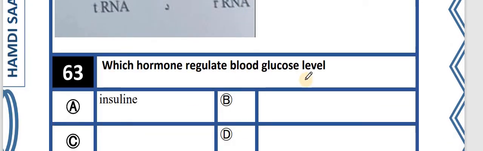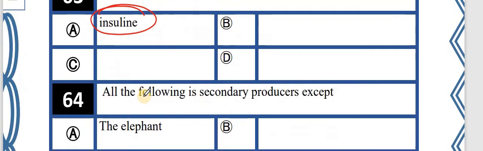Which hormone regulates blood glucose level? When glucose level is elevated in the blood, the pancreas secretes insulin. So insulin controls blood glucose level, and when the blood glucose level is lower, the pancreas secretes glucagon. So high glucose, insulin; low glucose, glucagon.